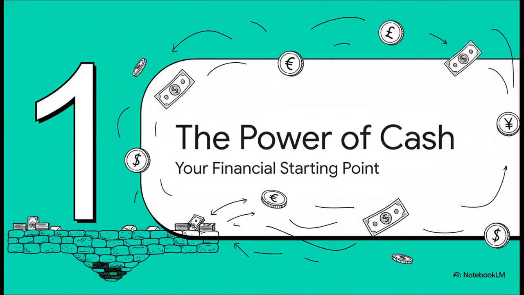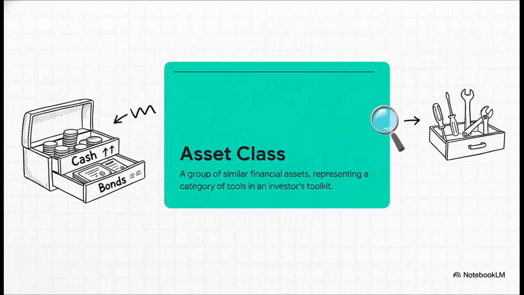The first and, let's face it, most familiar tool in our entire toolkit is cash. It is the absolute foundation that everything else is built on. All right, first up, we've got a key term, asset class. Now, don't let the jargon scare you off. It's really just a simple way of grouping similar investments. Think of it like this. You put all your screwdrivers in one drawer and all your hammers in another. Same idea. And cash, that's our very first asset class.